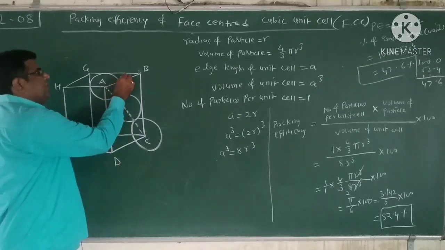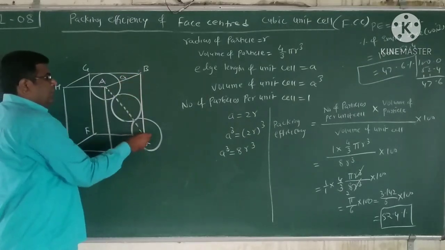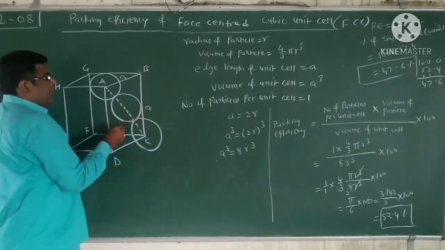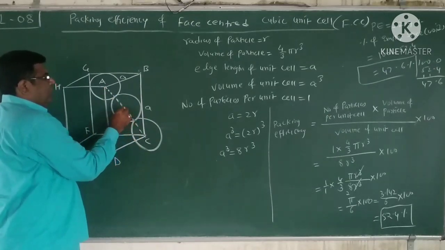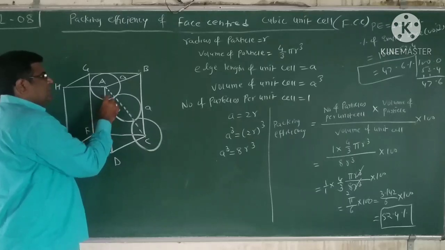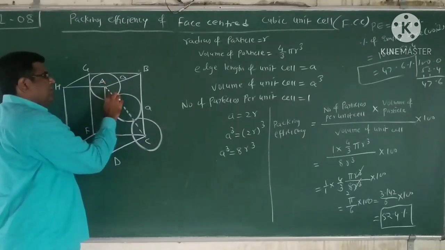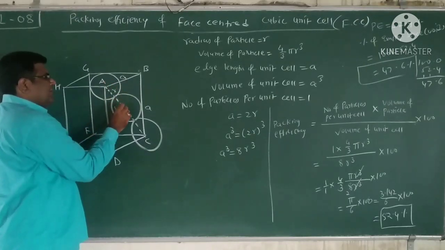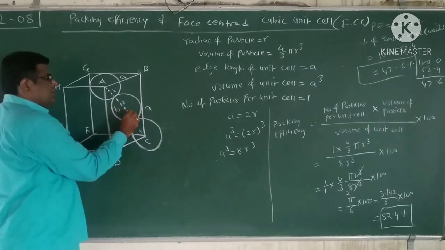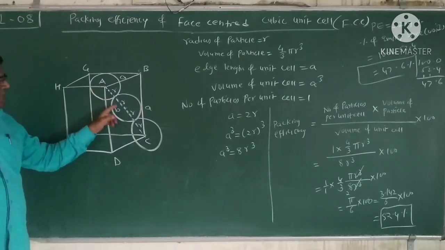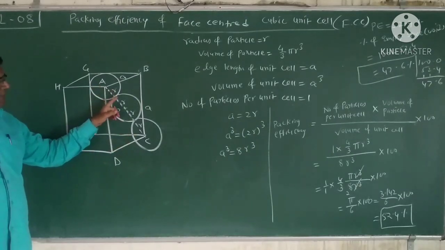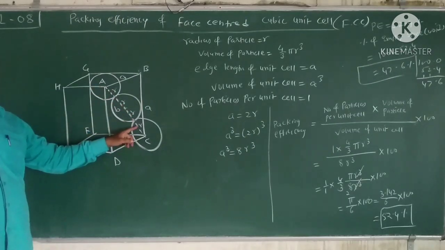This is edge length A, AB is A, BC is also A, and this face diagonal we call B, and its value is, from this part to this part, radius. This is radius, this also radius, and this also radius. So this face diagonal is equal to r plus r plus r plus r, which equals 4 times the radius.